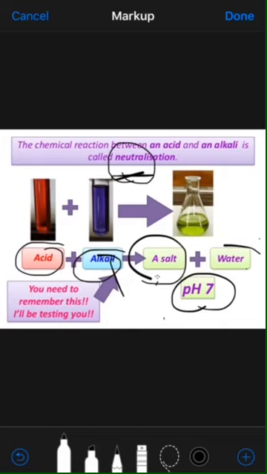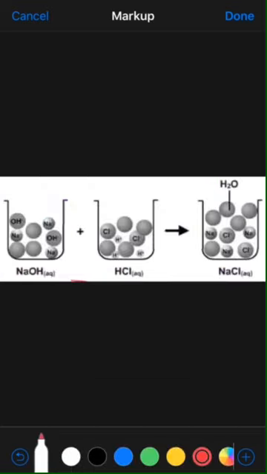So any alkali produces hydroxide ions. Okay, so we see the OH ions here. We split it into the ions that make it up. NaOH: Na, which is the sodium ion plus, and OH, which is the hydroxide ion minus. Now, HCl the same. We split it into the ions that make it up: H, hydrogen plus, since it is an acid, it releases hydrogen, and Cl, which is the chloride ion.